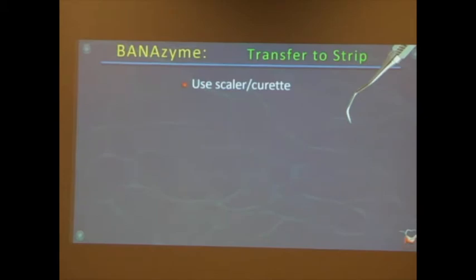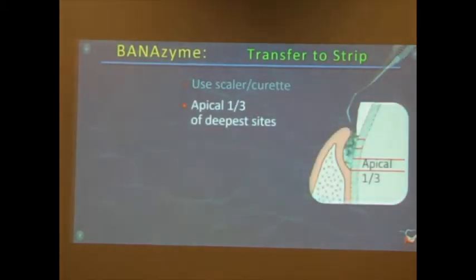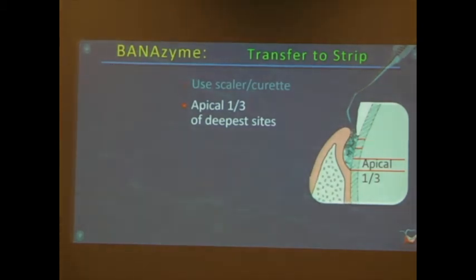Here's how it's actually done. Use a scaler or a curette to get the sample. You want to get that sample from the apical third of the pocket. Why? Because the deeper down in the pocket you go, the more anaerobic it is, and that's going to favor the growth of the most pathogenic species.